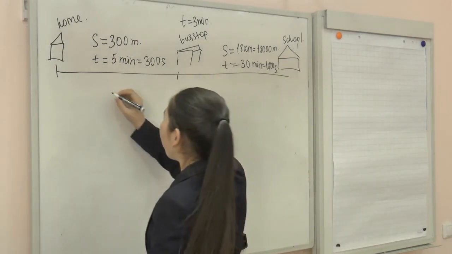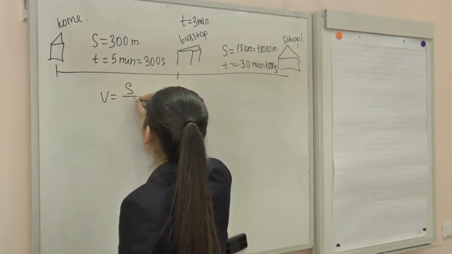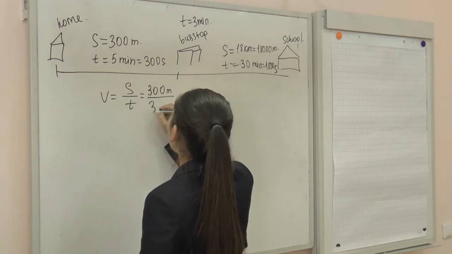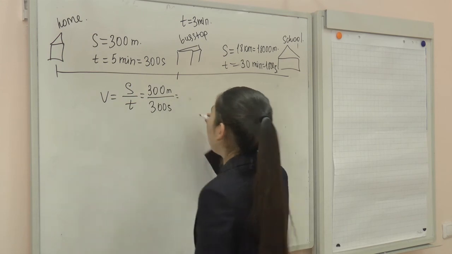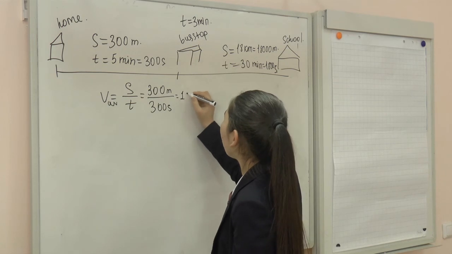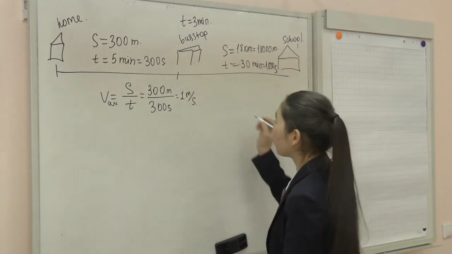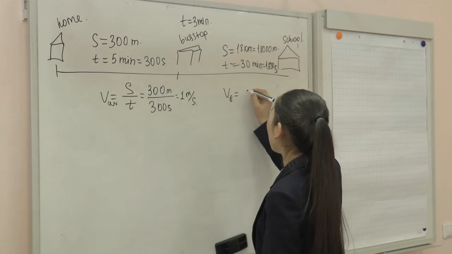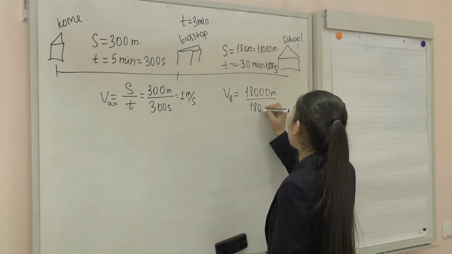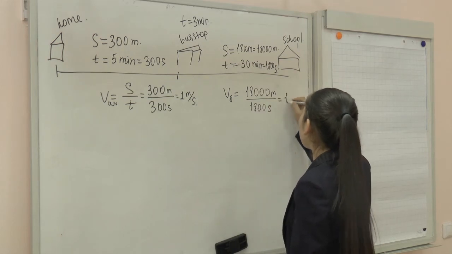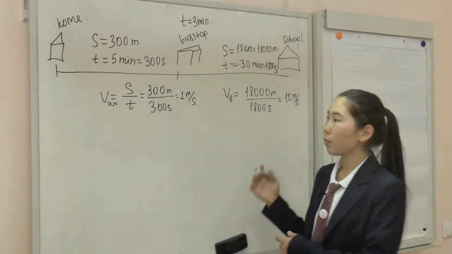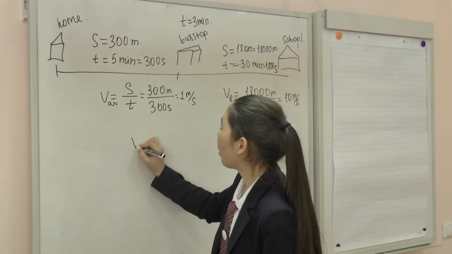In this problem, we have to find my velocity and the velocity of the bus, and then find the average velocity. So my velocity is equal to S divided by T, and as you see, my average velocity is equal to 1 meter per second. And the velocity of the bus is equal to 10 meters per second.